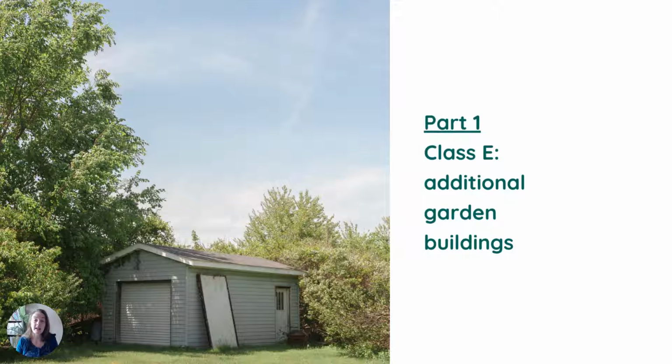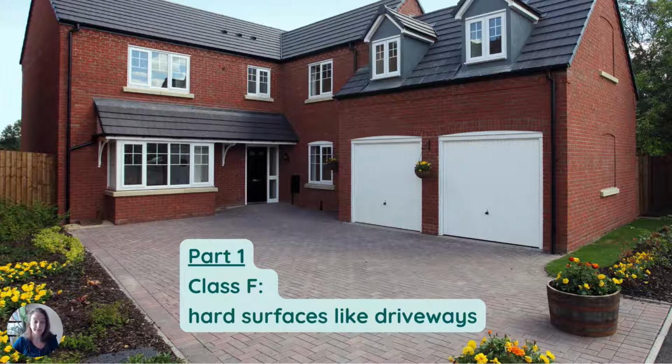Part 1 Class E is all about additional garden buildings. So these could be a little space for a shed, or a shed for a sauna, or a jacuzzi, or a hot tub, or it could be storage for the garden tools, or it could be a home office, something like that in the garden. So that's what this Part 1 Class E deals with, that kind of additional buildings that are not part of your main house, but that sit separately in your garden.